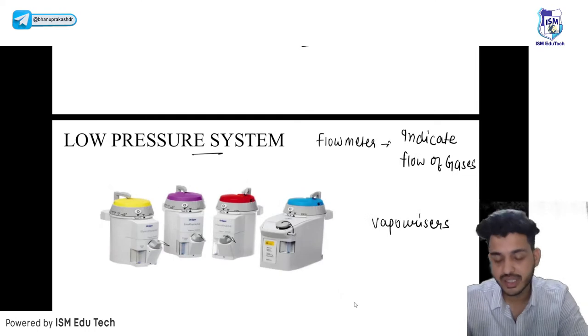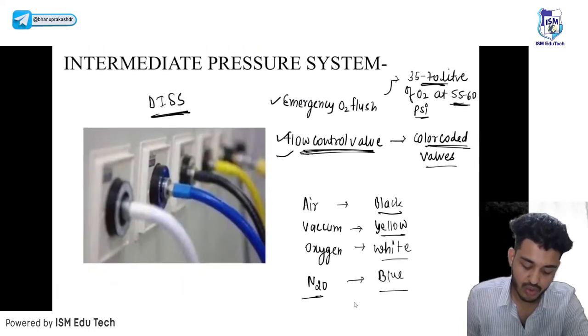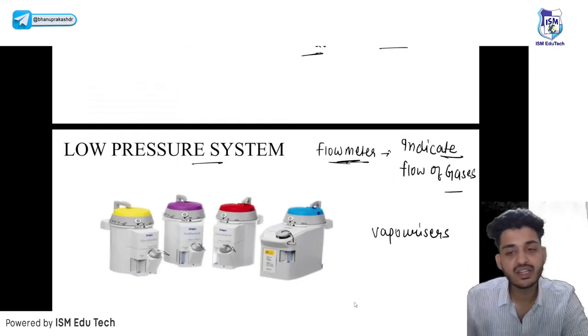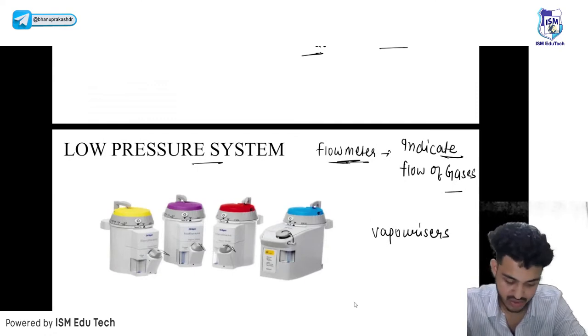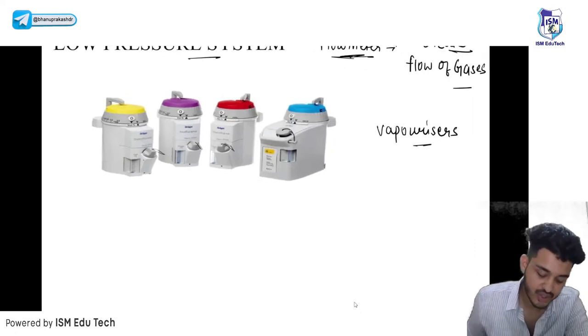In low pressure system, we are having two things. Remember, first thing, flow meter. Here we have studied about the flow control valve. Here we are having flow meters. They will indicate the flow of gases. And second thing will be vaporizers. Vaporizers will be there. So that will be the main thing, vaporizers, that we need to study.